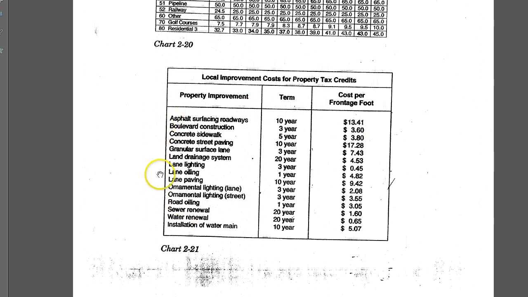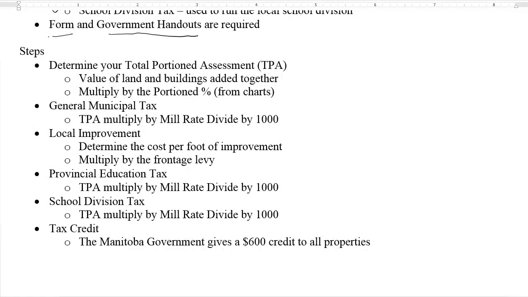We will stick to improvements that are found on this chart, although in real life we could go beyond these. So you find it, get the cost per foot. Once we have our cost per foot, then we're going to multiply it by something called our frontage levy. Our frontage levy is basically the amount of our property that's touching the street.